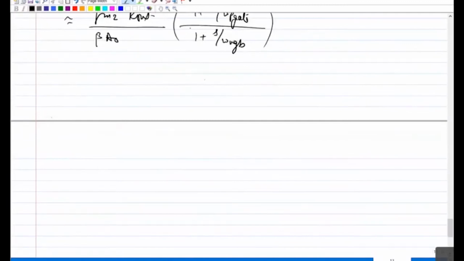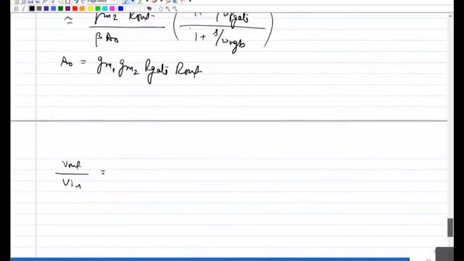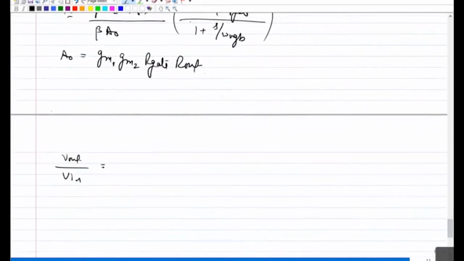So A naught equals GM1, GM2, R gate, R out. So I'll substitute this. So what you get? V out over V in. So what will happen? Your R out and GM2 will get cancelled out. So what you get is 1 over GM1 R gate times beta.